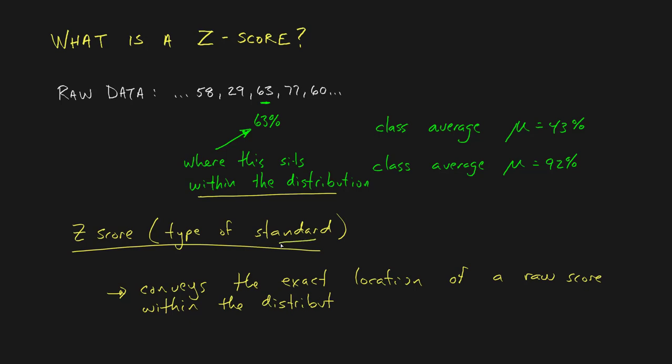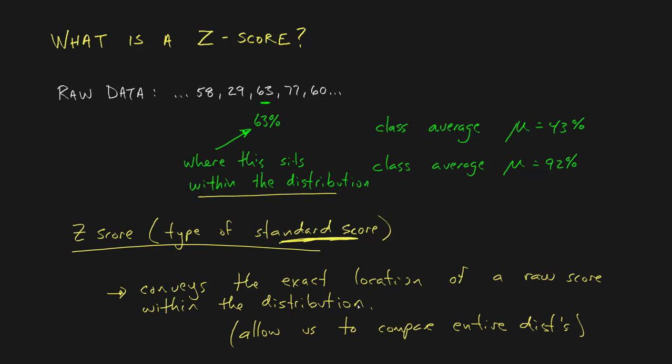It's not going to be the only standard score, actually I should have written this type of standard score, that you encounter in this course, but it's the first one that you're going to be working with. And so it conveys the exact location of a raw score within the distribution. Later on, it'll allow us to compare entire distributions. But for now, this is its job. A z-score conveys the exact location of a raw score within the distribution.